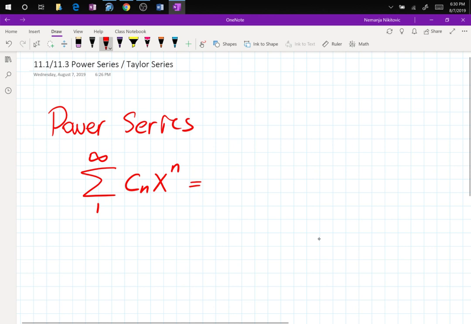Now this expands into, let's start at 0, so we can have C0 plus C1x plus C2x squared plus C3x cubed plus ... going on to infinity. These are infinite series, and the reason why they're called power series is because power n is on x.